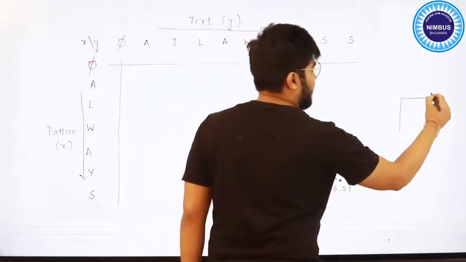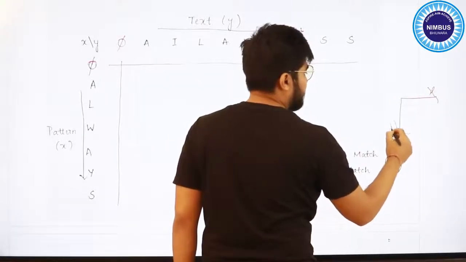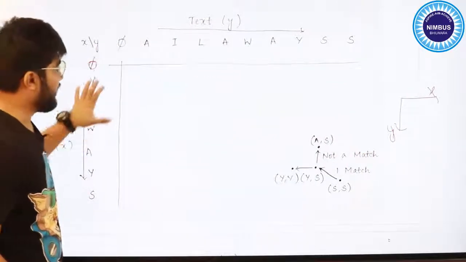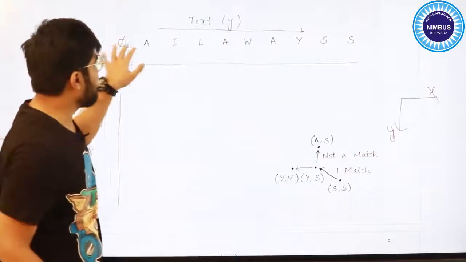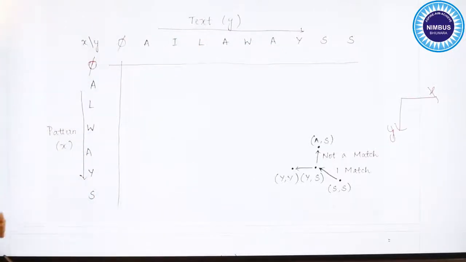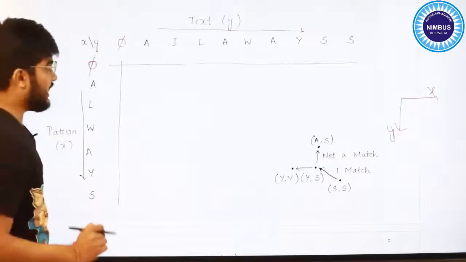So suppose this is your x axis and this is your y axis. Just like that, in our fourth quadrant, I have made this point. So I have written a string here or a text here and another a pattern here. Okay. So what will happen?